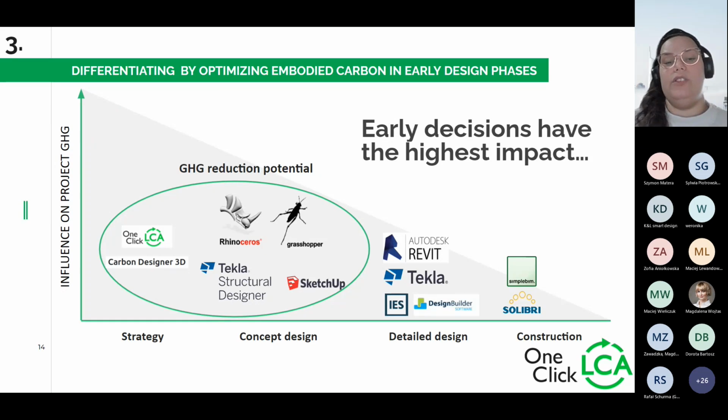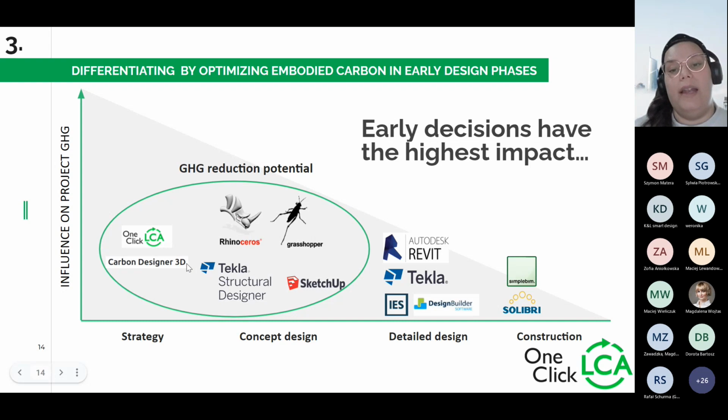So here you can just have an idea, for example, of where the early stage is, in the sense of also what are the tools that we would be using when we're talking about it. Today, we will have a look at the Carbon Designer 3D, which is a tool for the very early stage before the concept design, when we would be using, for example, parametric modeling tools, and very much before the detailed design. So this is where our focus will be today.